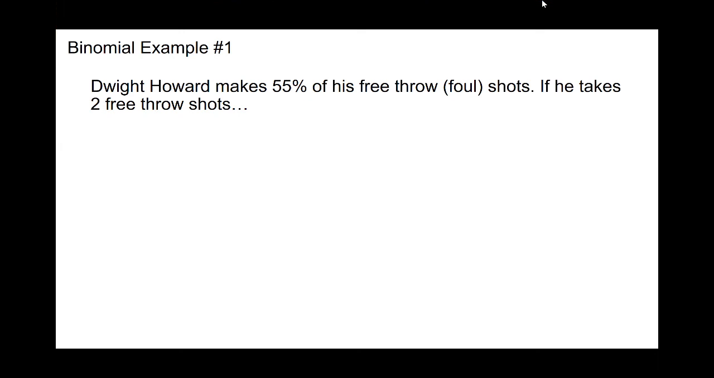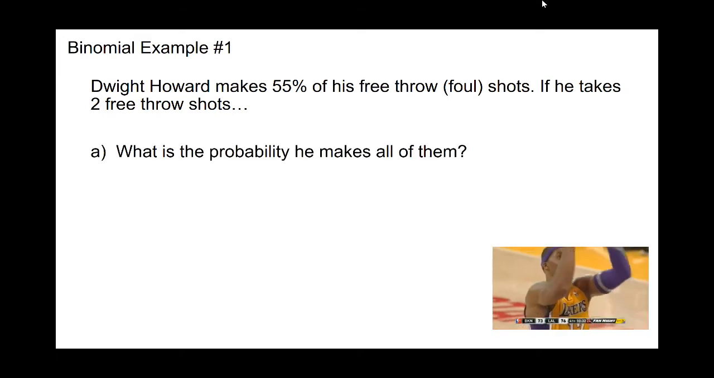Dwight Howard is a basketball player in the NBA, and historically he's made 55% of his free throw shots. These are foul shots. Now let's consider if he takes two free throw shots, which is pretty common in the NBA. When you're fouled, you get to go to the free throw line and shoot foul shots, uncontested.